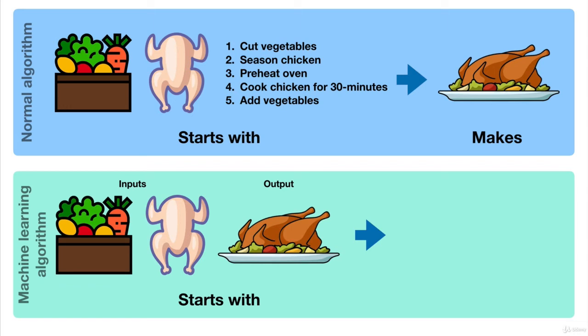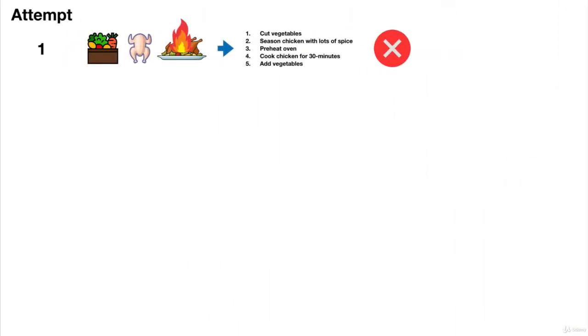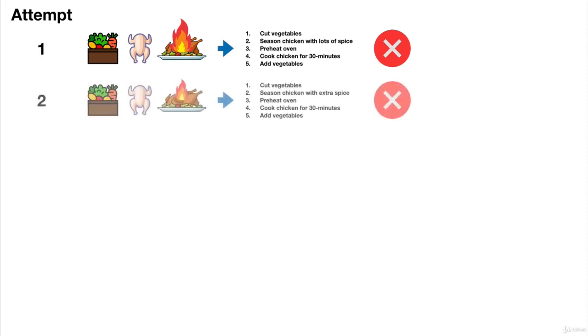And what a machine learning algorithm does is it looks at the input, the raw ingredients, and then it looks at the output, the favorite chicken dish, and it tries to figure out the set of instructions in between these two. Now think about this. If you tried to do this on your first try, you might not get great results. You might put in too much spice and the dish comes out far too hot. On your second try, you get a little closer.